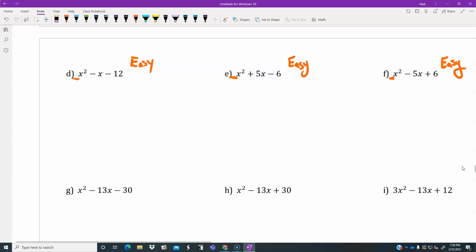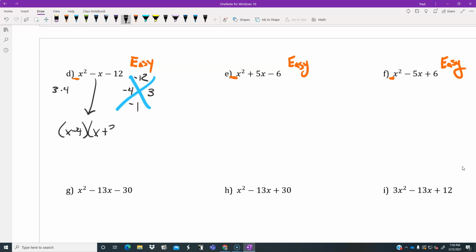Let's see if it is easy. This is going to end up, let's see here, turn it over to you. This is going to end up multiplying to negative 12, but adds to negative 1. Multiples of negative 12: 3 times 4. Ooh, the difference right there is 1. So it must be negative 4 and positive 3. And that would be just an easy one. x minus 4, x plus 3. Good job.